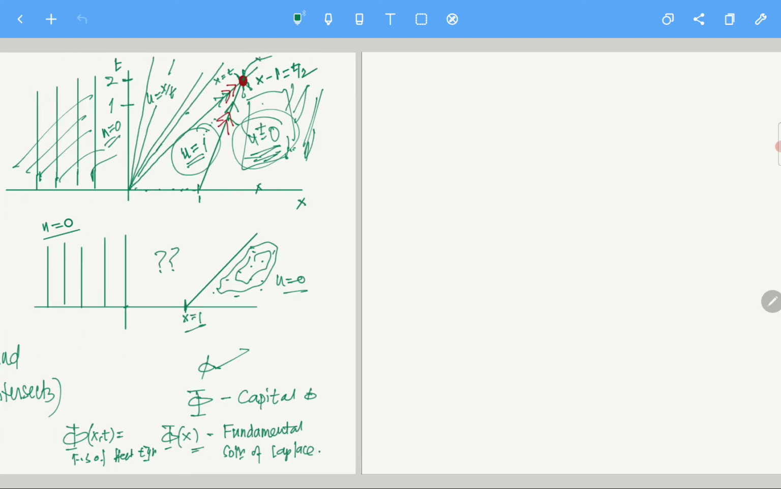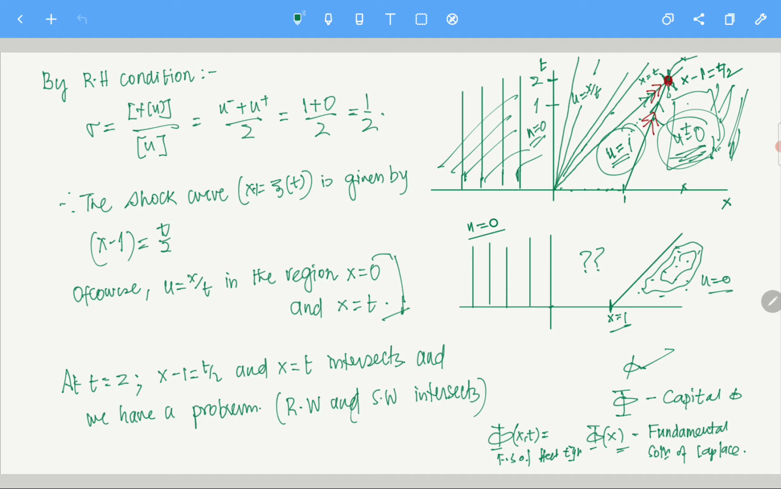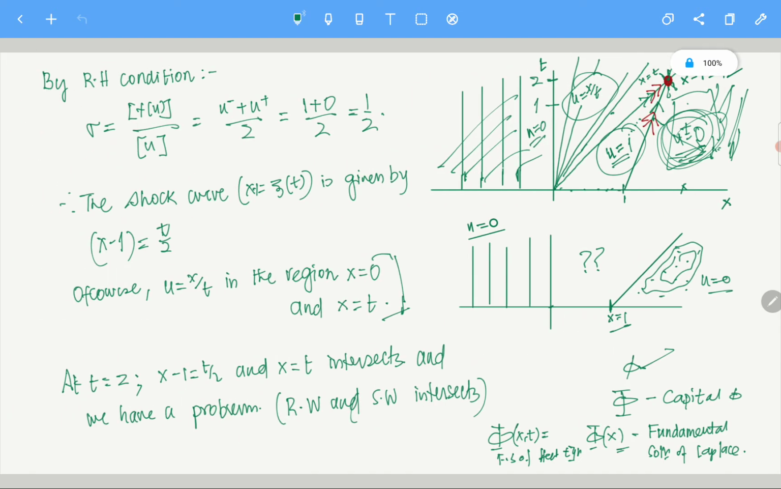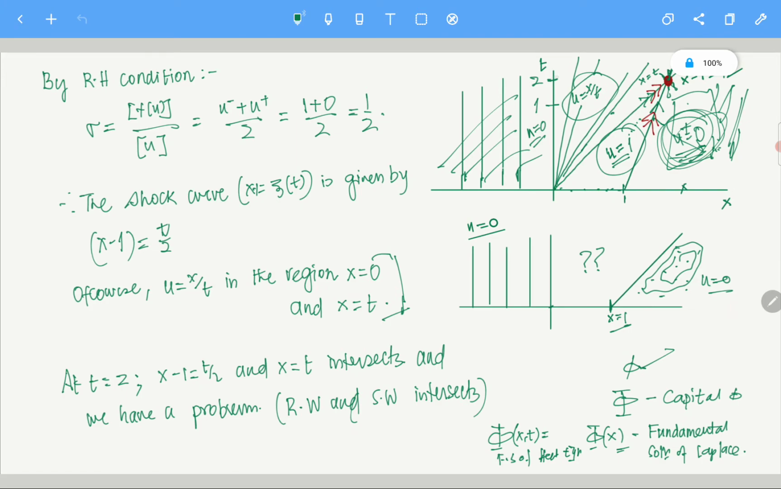Now I have to do all of this all over again. So from this point, I have to draw another curve such that u minus is x by t, because u is x by t in this part, and u is 0 on this part. So by the Rankine-Hugoniot condition, I will start with another curve which starts from this point. You understand what I am trying to say? Since it intersects here, I will start with another curve. The point is given by t equals 2, x equals 2, this point.